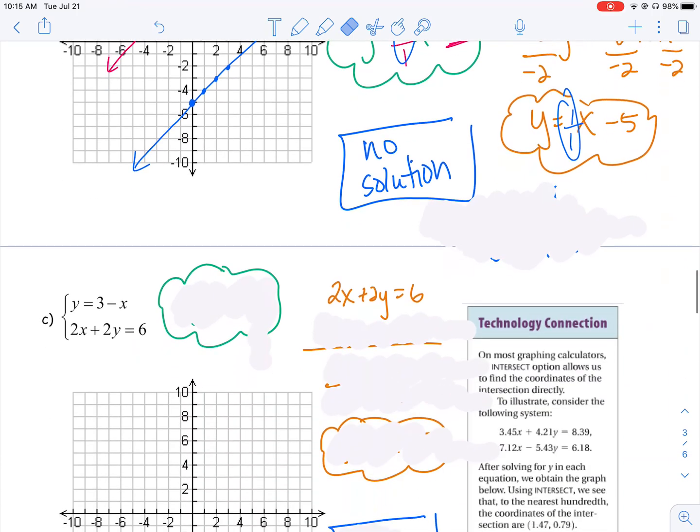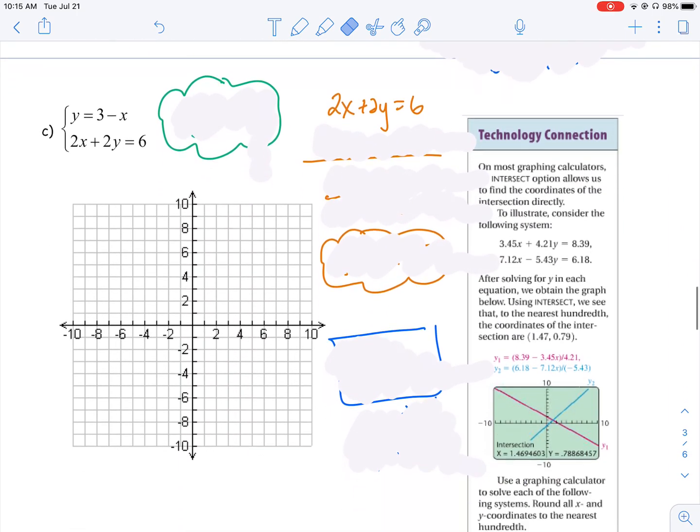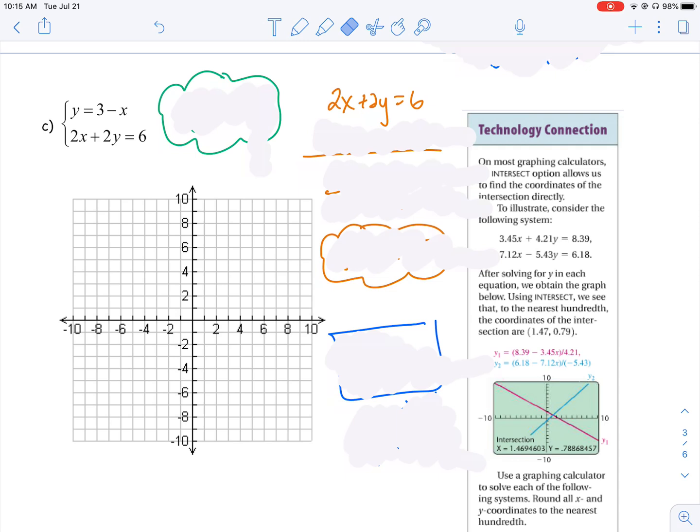All right, let's try one more here. Why don't you go ahead and put both of these equations into y = mx + b, maybe even graph both of these equations, and then catch up with me here in a second. So pause your video. Why don't you practice those few steps, and then we'll come back together, make sure you're on the right track.